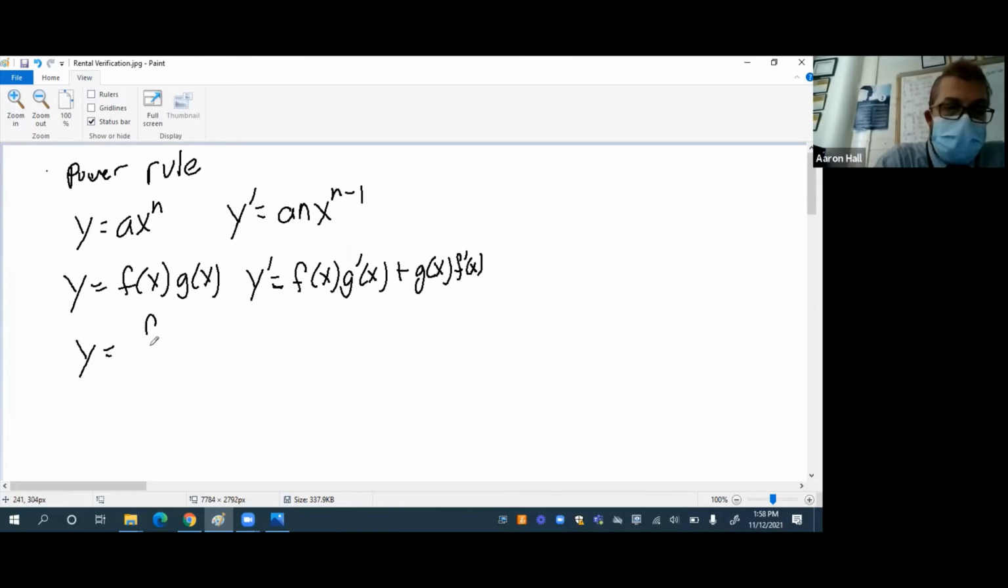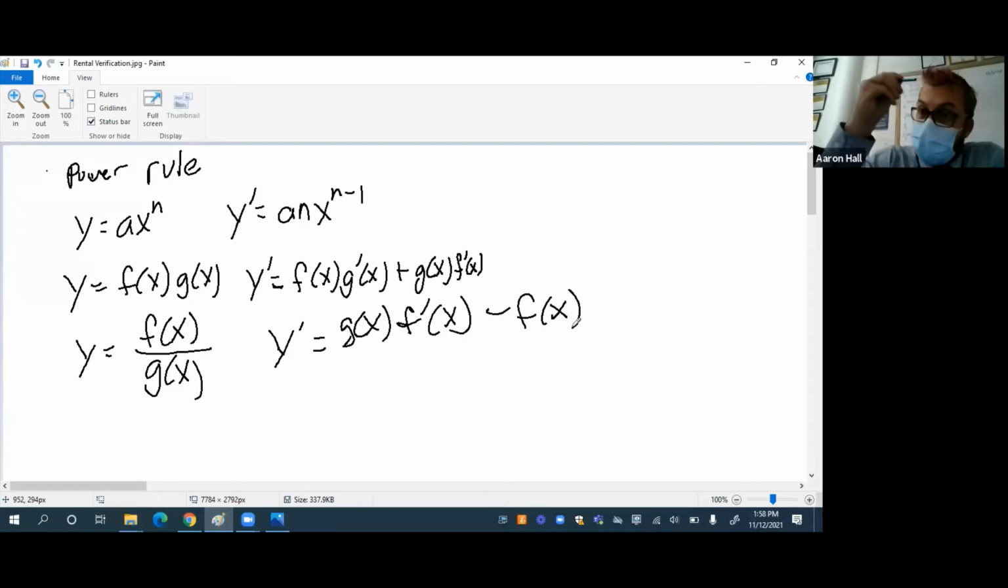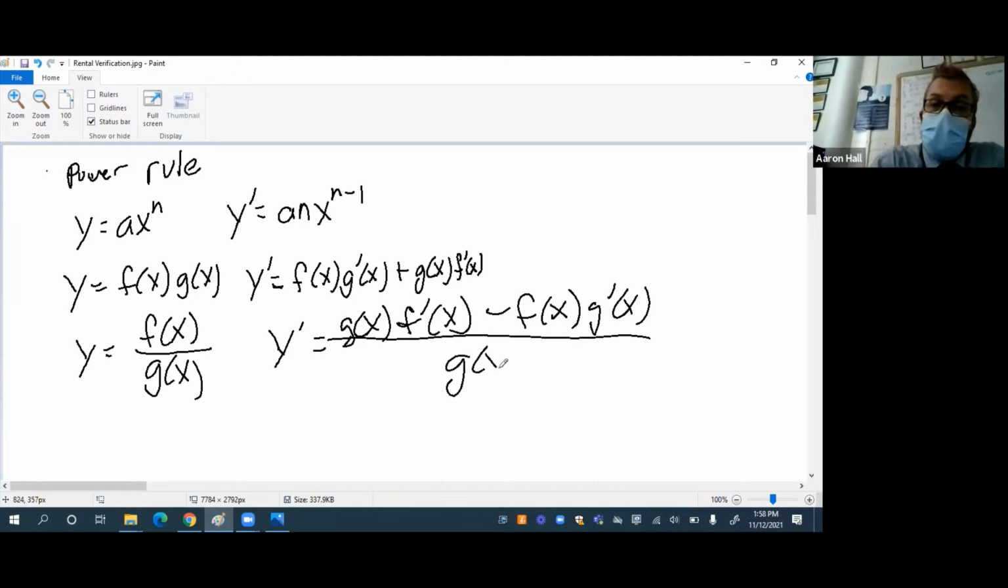The quotient rule is when I have a function divided by another function. The derivative of this is going to be what? It's low d high minus high d low over low low. D means the derivative, so d high would be f prime of x, and d low is the derivative of low. Okay, there you go.